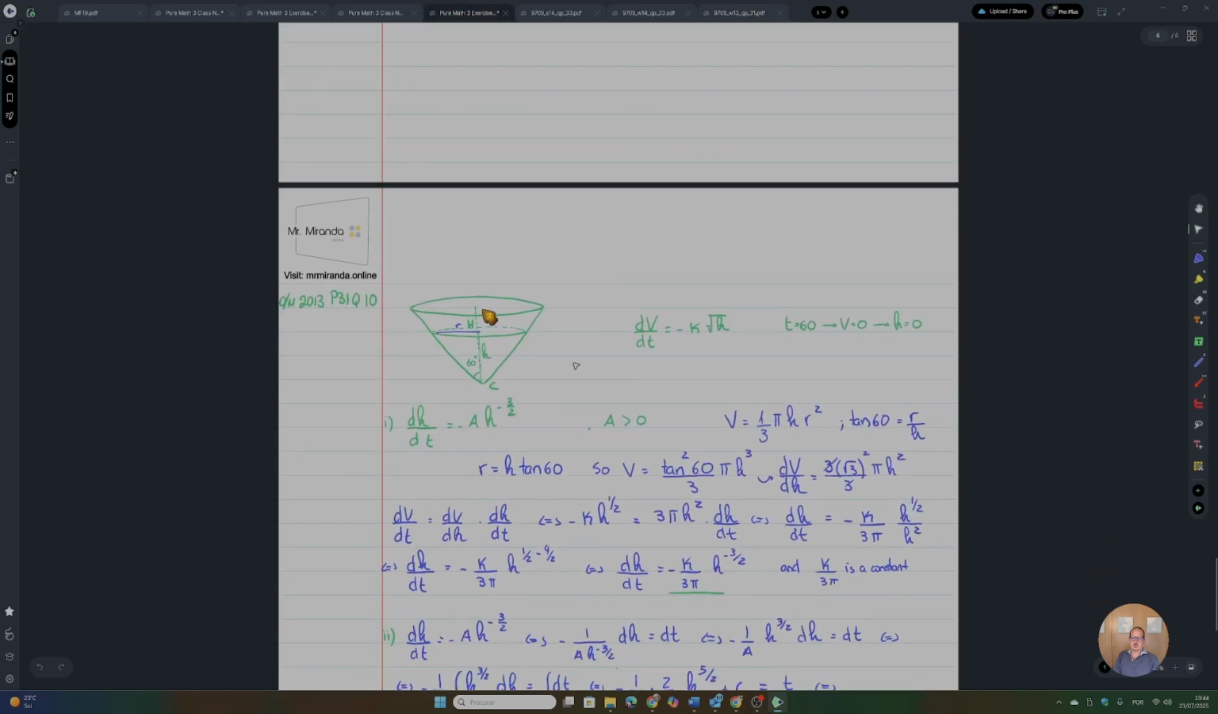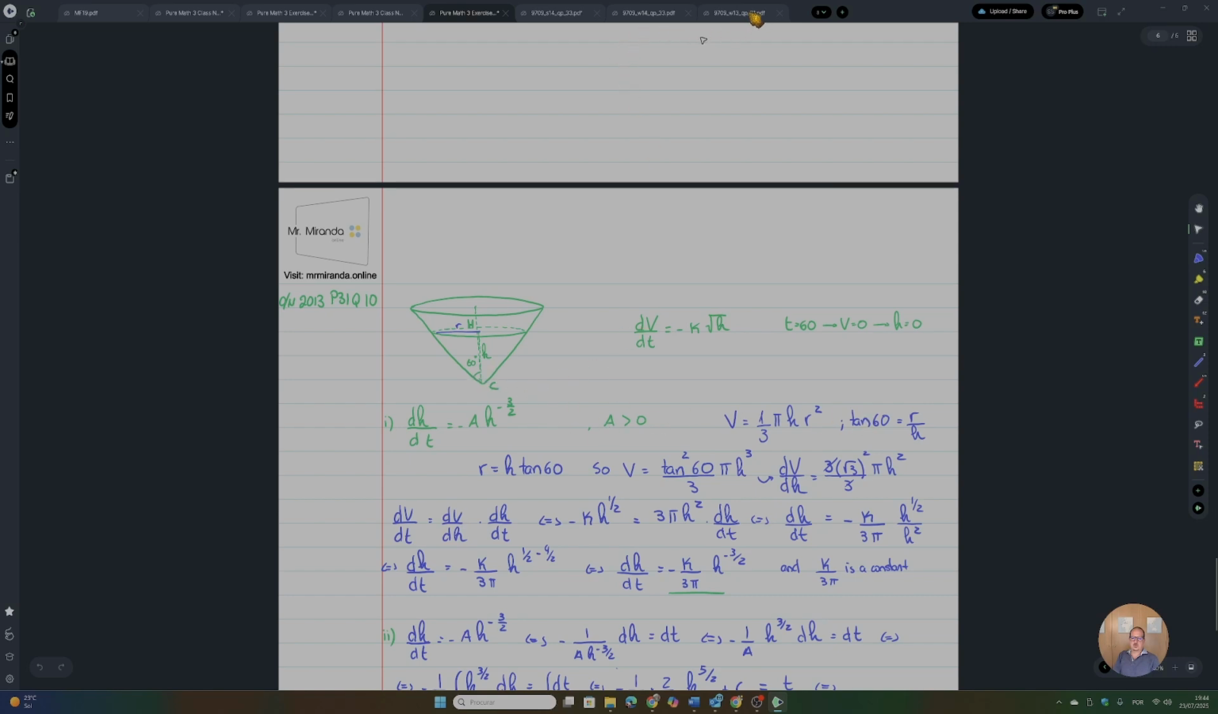What is the capital H? The capital H is the total height of water at the beginning. So it's this value over here. You know that you have this angle over here, 60 degrees. So at some point you have to make sense of this, but I'll get to that in a bit.